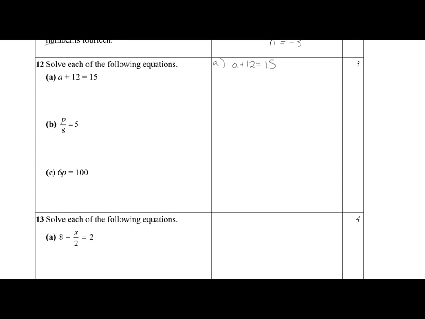One step, a number plus 12 is equal to 15. We want to undo the adding 12, so we take away 12 from both sides. Gives us a is equal to 3.